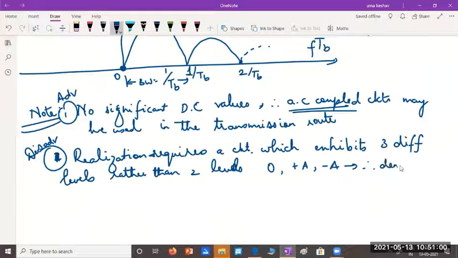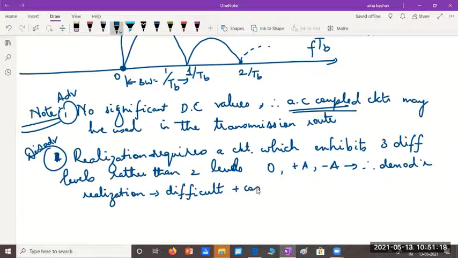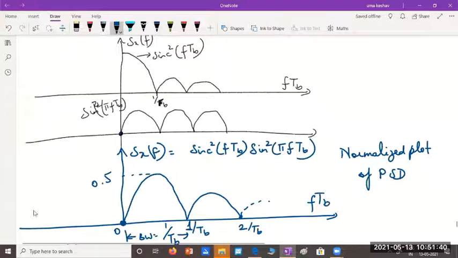Therefore, the modulator realization is a bit difficult and a bit costly. Whenever you need to realize using some hardware which exhibits 3 different states, you should surely worry about how you will realize it, its cost, as well as the difficulty in the realization. I hope this is clear to you. Any doubts with this bipolar? Only this plot, you just think over how it works.